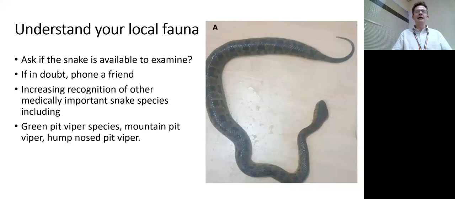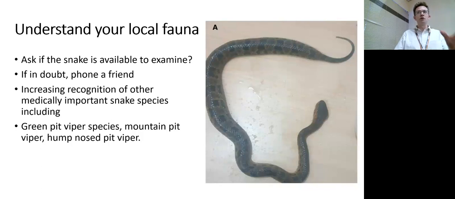Within India, it's increasingly recognized that there are other medically important snake species beyond those that are covered by the polyvalent antivenom. There are many companies that make polyvalent antivenom, but they are all essentially a very similar product, derived from four different snake species: Russell's viper, common krait, spectacled cobra, and saw-scaled viper. But we know that there are actually other species causing envenoming in India, and there is likely to be limited cross-reactivity of polyvalent antivenom against these other snake species that are now recognized as causing envenoming.